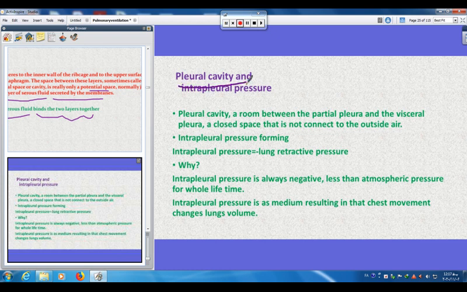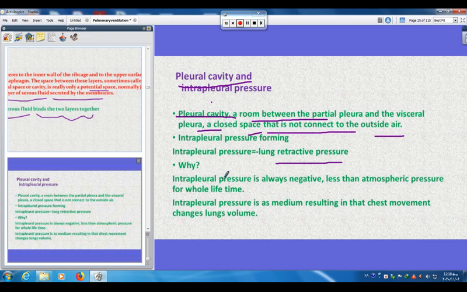Pleural cavity and intrapleural pressure. The pleural cavity is the space between the parietal pleura and the visceral pleura. It is a closed space and is not connected to the outside air, and its pressure is negative. The intrapleural pressure is equal to the minus lung retractive pressure. Why? Because the intrapleural pressure is always negative, less than atmospheric pressure, for the whole lifetime. The intrapleural pressure is the medium through which chest movement changes lung volumes.